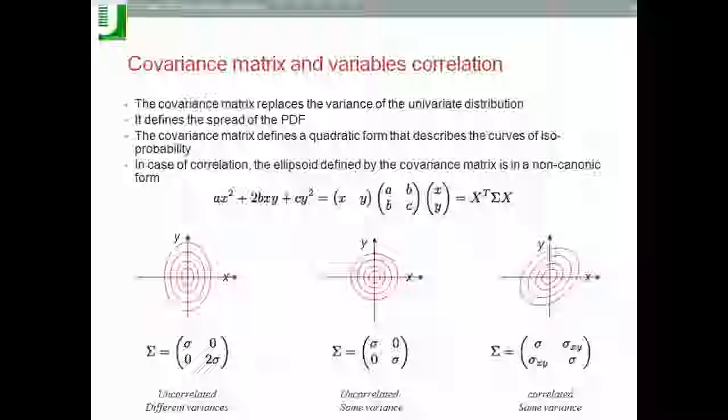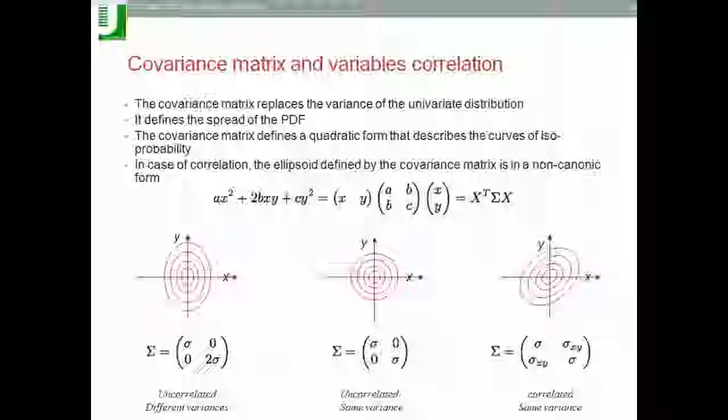Indeed, if the covariance matrix is diagonal, this means that the variables are not correlated, and they may have equal or different variances, but anyway, the axes identified by the variables of our multivariate data are actually the principal axes, the canonical axes of the ellipses. In case of correlation, of course, we have the non-diagonal terms, which are the correlation coefficients, and this non-diagonal matrix gives rise to an ellipsoid that is not oriented according to the principal axes. So in terms of geometry, the correlation is very simple.